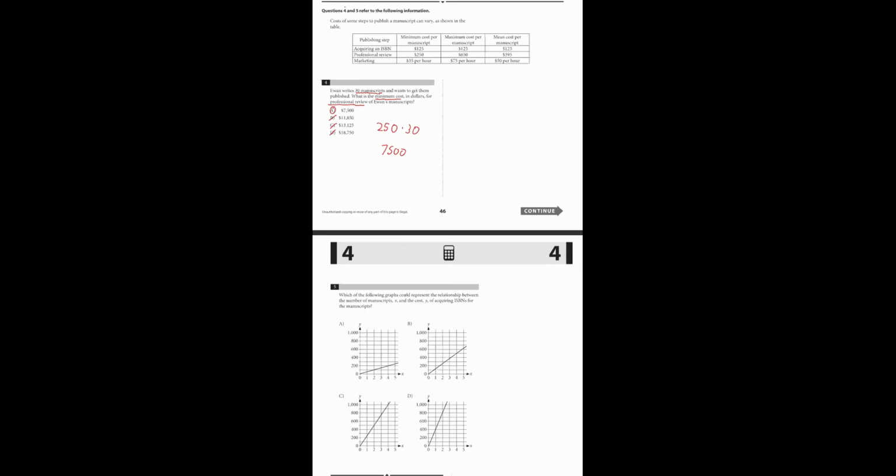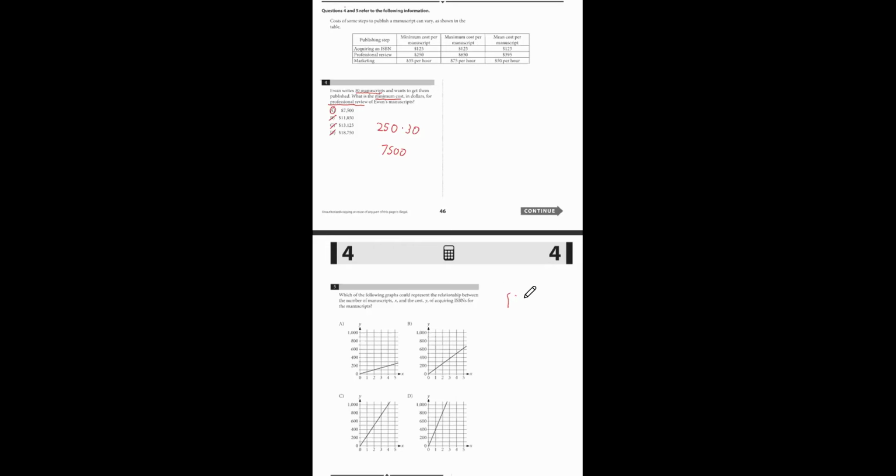Okay, so for question 5, which of the following could represent the relationship between the number of manuscripts and the cost of acquiring ISBNs? So acquiring an ISBN, when the number of manuscripts is 0, this would just be 0, so 0, 0. And then all these graphs go up to 5, so when you have 5 manuscripts, it's just the cost per manuscript times 5. And in this case, the minimum, maximum, and mean are all the same.